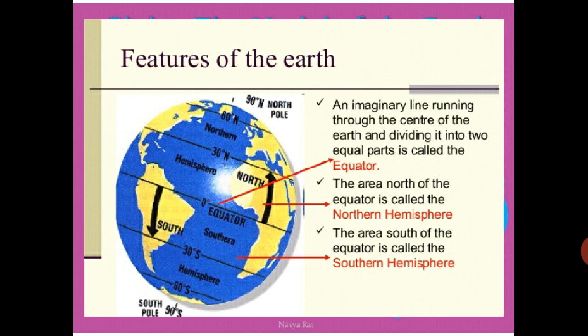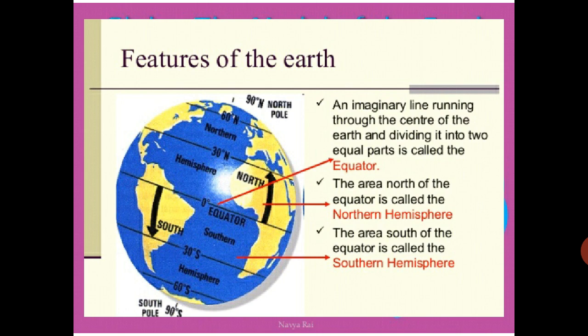You can see in the center of the earth one line is passing that divides the earth equally into two parts. That imaginary line is the equator. The area north of the equator is counted as the northern hemisphere, and the area down to the equator, the south side, is known as the southern hemisphere.